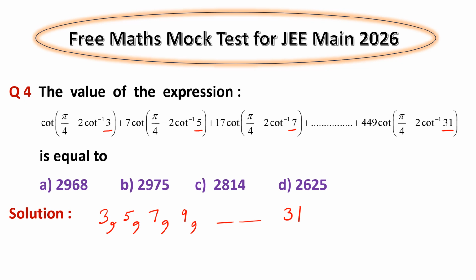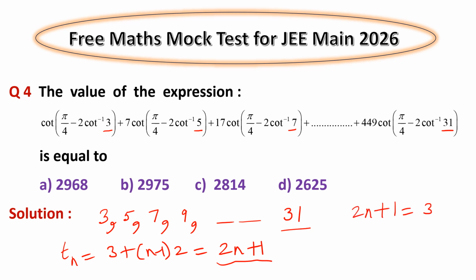So just find its general term. It becomes a plus (n minus 1) into d. So this is clearly 2n plus 1, right? And since the last term is 31, if I put the nth term as 31, then the value of n comes as 15. So that means there are a total of 15 terms present in this particular sequence, right? Now students, we will find the general term of this sequence and finally we will find the sum of this series.